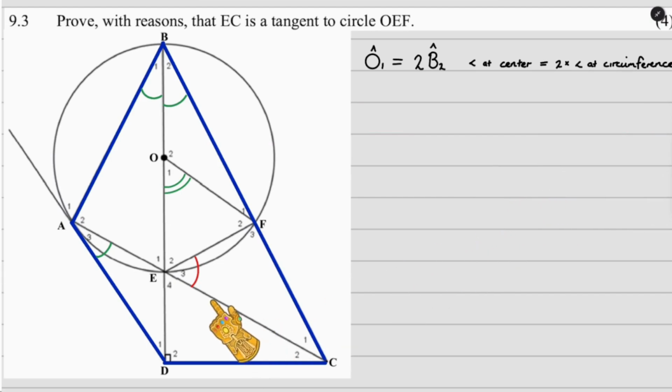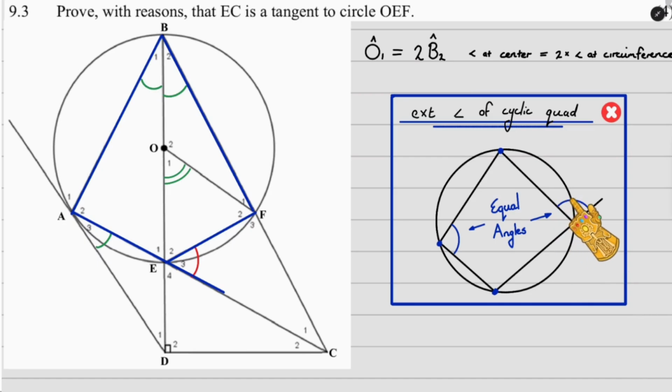And now I'm going to focus on E3. If I can prove that E3 is 2 times the size of a green angle, then we've got a winner-winner chicken dinner on our hands here. What I'm noticing is that E3 is the exterior angle of this cyclic quad, EFBA. And I know a theorem that ties in the exterior angle of a cyclic quad to the opposite interior angle. And that theorem states that this exterior angle is equal to the opposite interior angle. So if we apply that here, this exterior angle of the blue cyclic quad will be equal to the opposite interior angle.